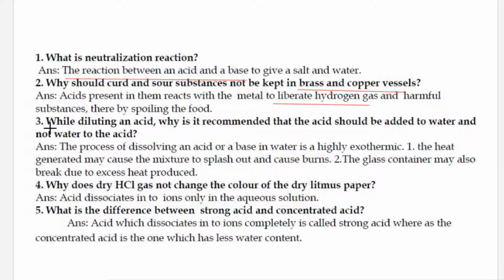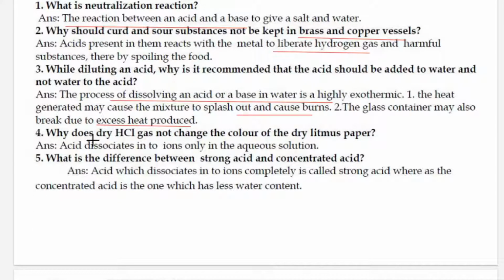Question number 3. While diluting an acid, why is it recommended that the acid should be added to water and not water to the acid? The process of dissolving an acid or a base in water is highly exothermic. The heat generated may cause the mixture to splash out and cause burns. The glass container may also break due to excess heat produced.